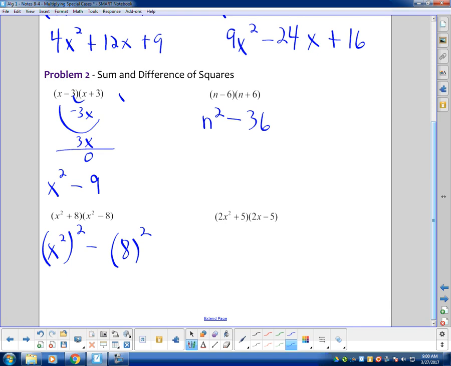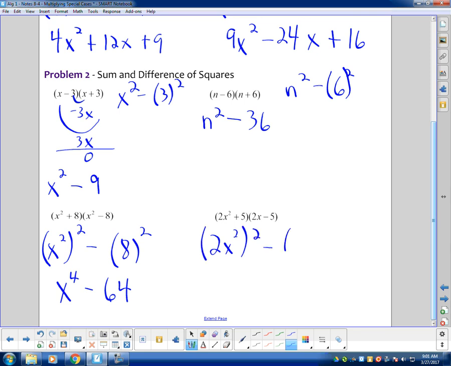Same thing up here. It was x squared minus 3 squared, and that's what gave me the x squared minus 9. Here it was n squared minus 6 squared. That's what gave me the n squared minus 36. So same thing here. X squared squared is x to the 4th, minus 8 squared is 64. And here we have 2x squared squared minus 5 squared. Middle terms cancel out again. So this is 4x to the 4th minus 25. And that's it for special cases.